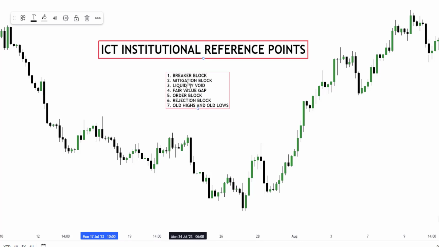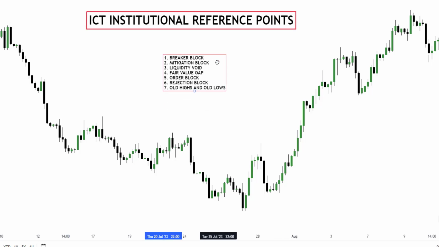All right, these are the breaker block, mitigation block, liquidity void. All these concepts are important because this is the very foundation of everything about ICT concepts. So let's get started straight away. We're going to start with a breaker block.